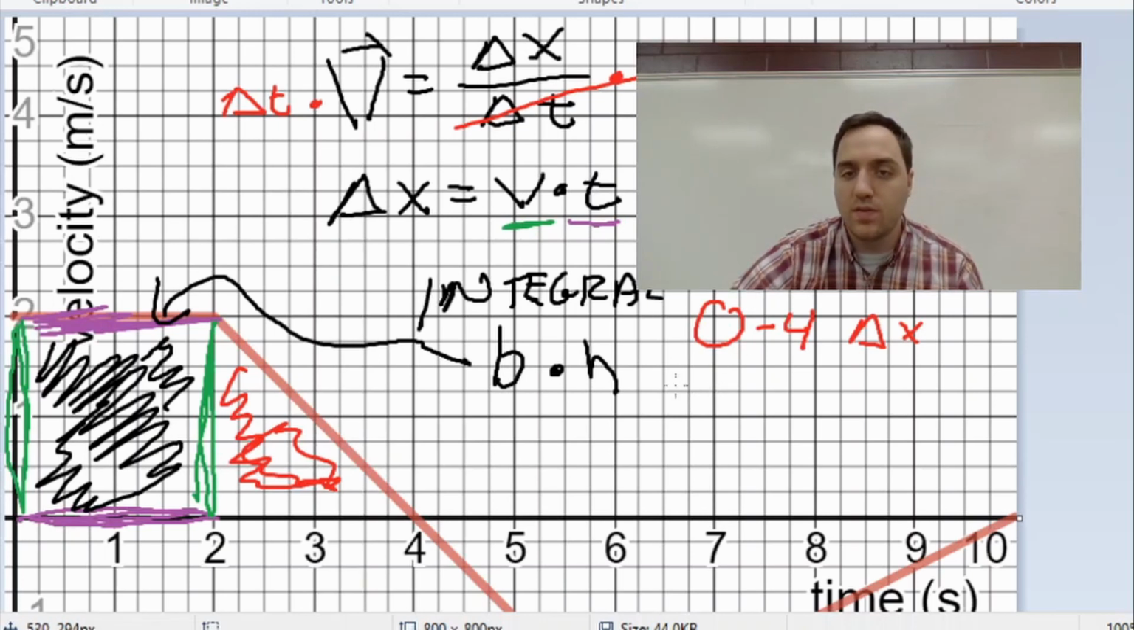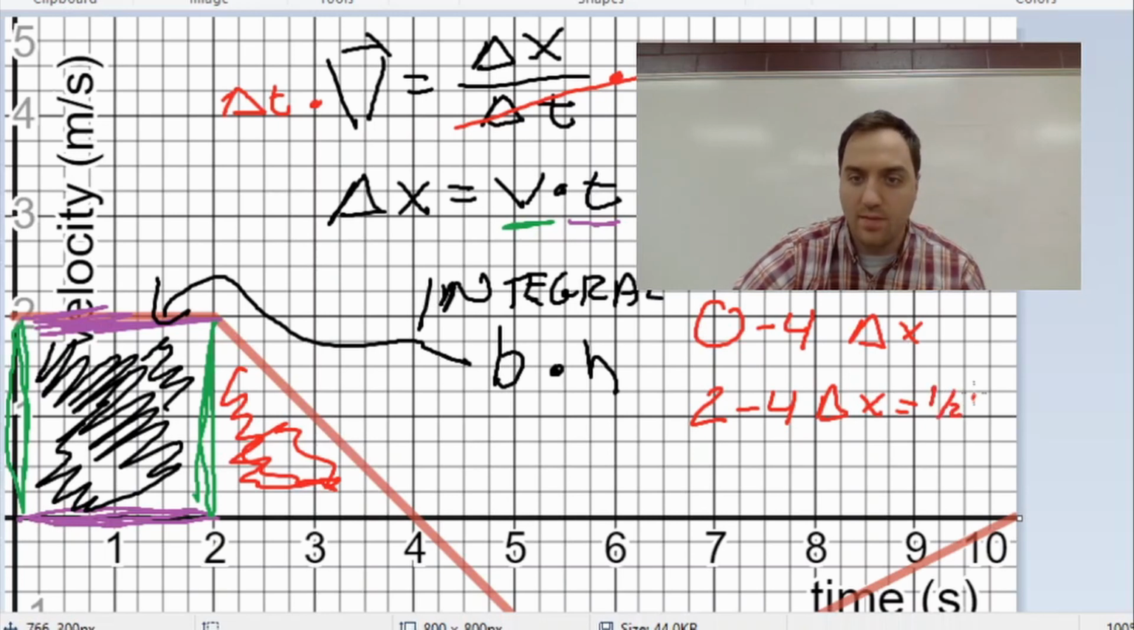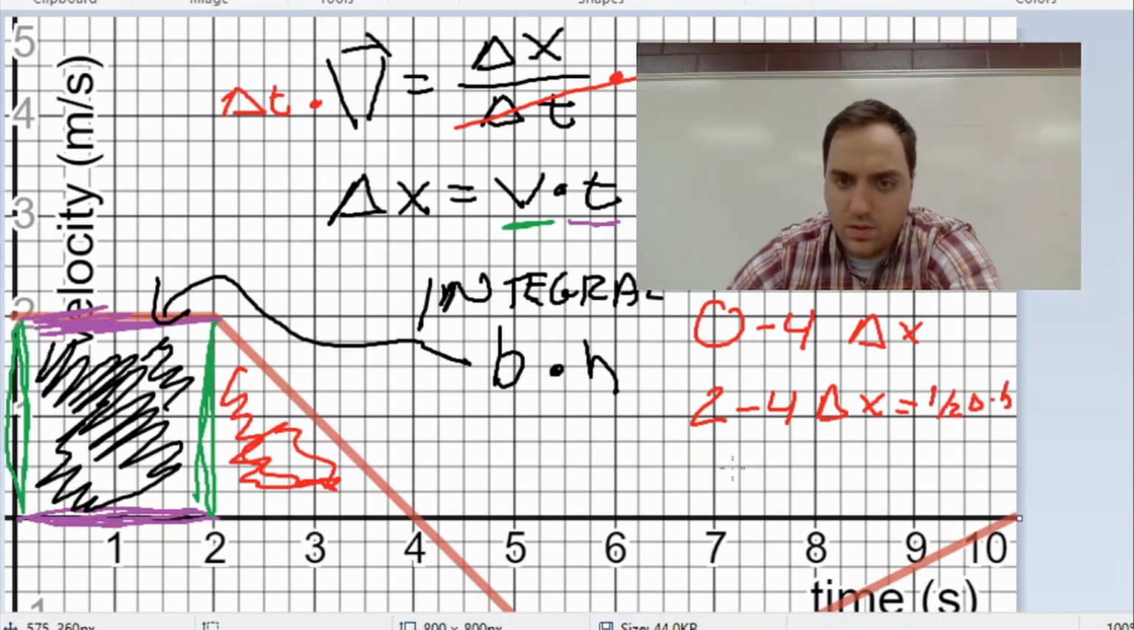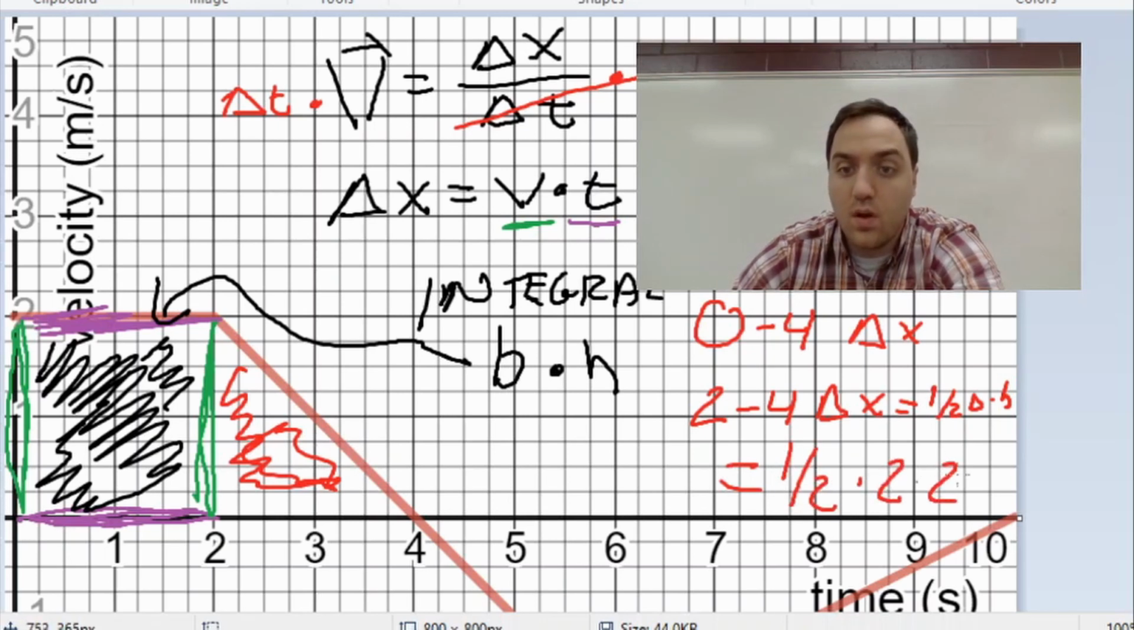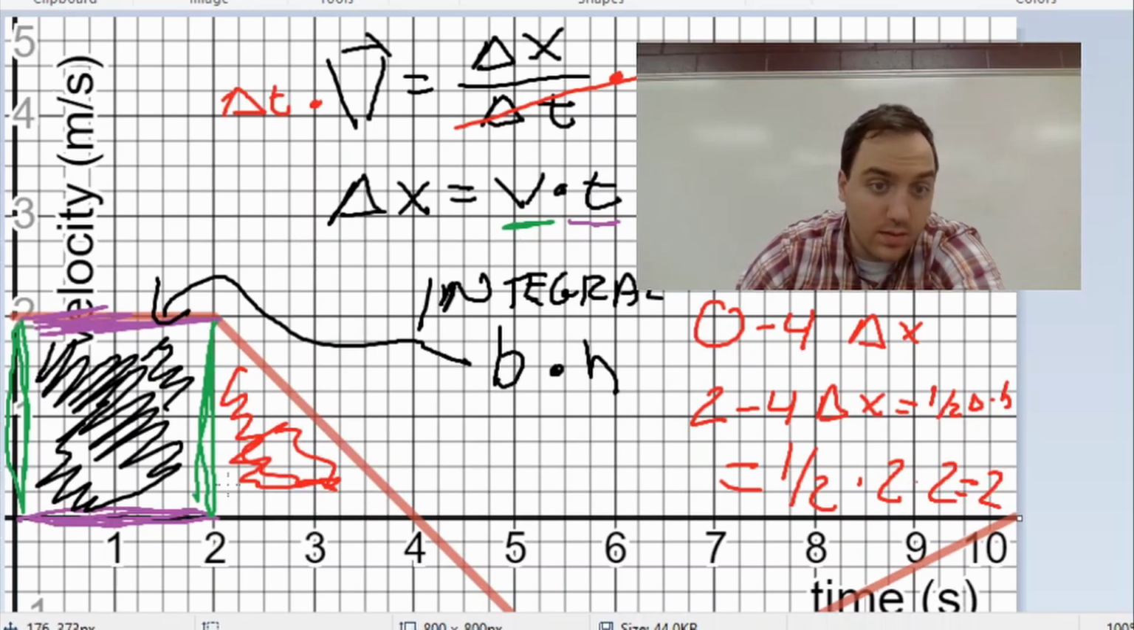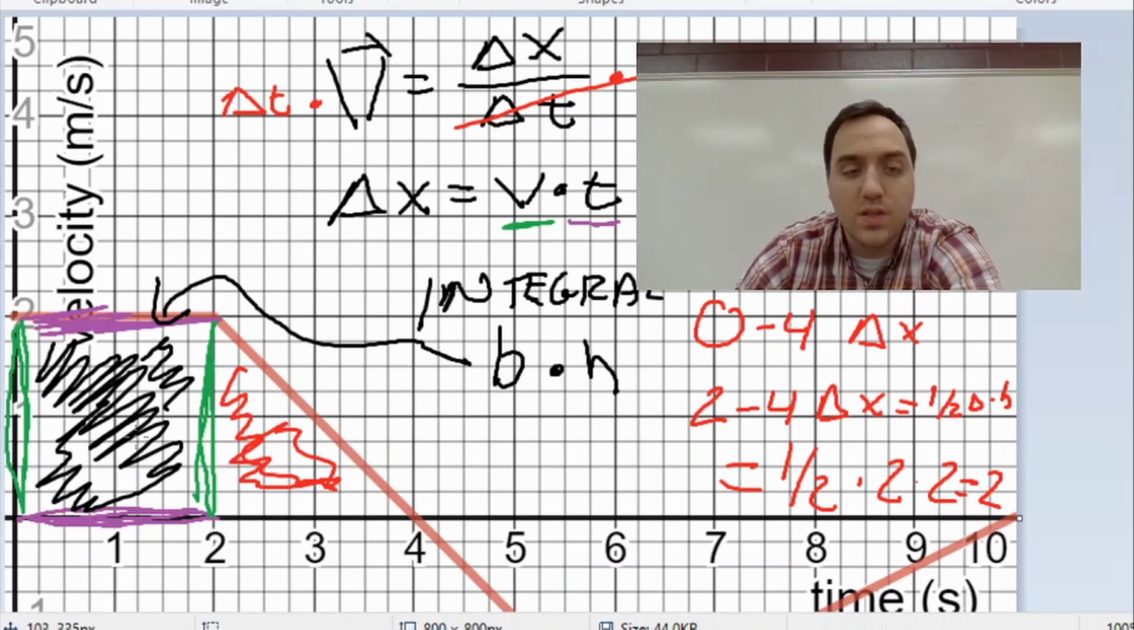So 0 to 2 we said is 4, so let's just do 2 to 4. Well, it's a triangle. So instead of being base times height, it's going to be 1/2 base times height, which in this case is 1/2 times 2 times 2, or just 2 meters. So for this section between 2 and 4, the area is 2, which means the area for this entire section is 2 plus 4, or 6.